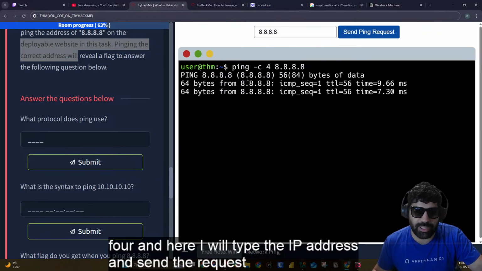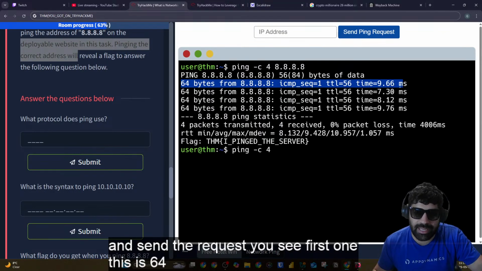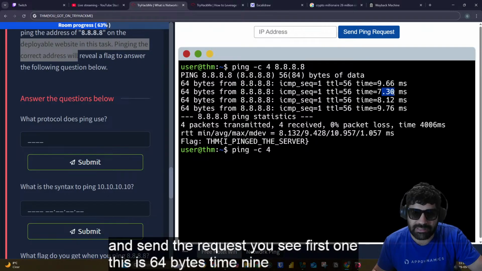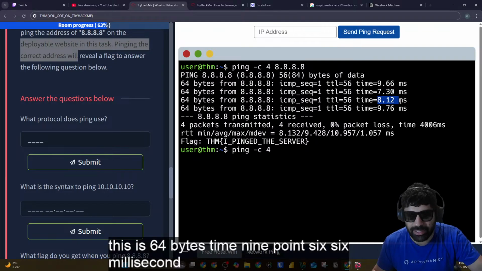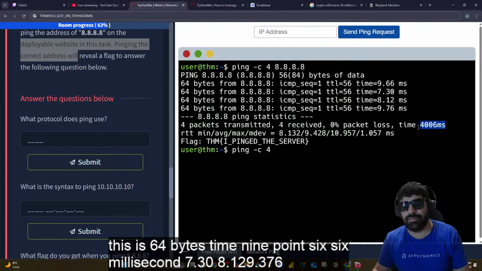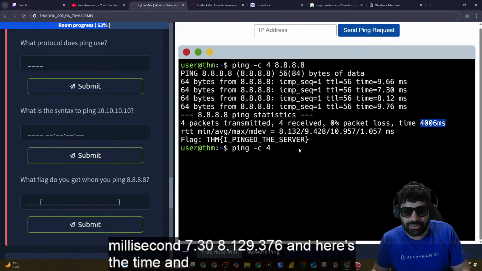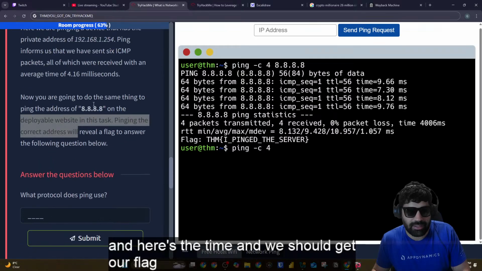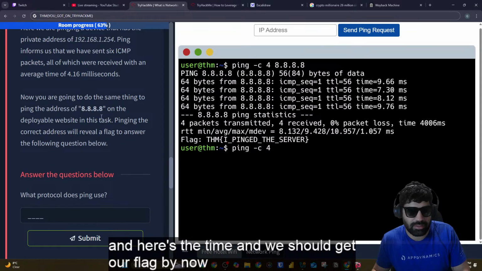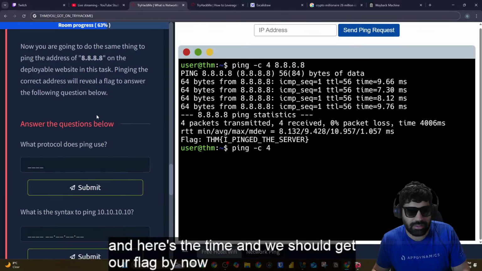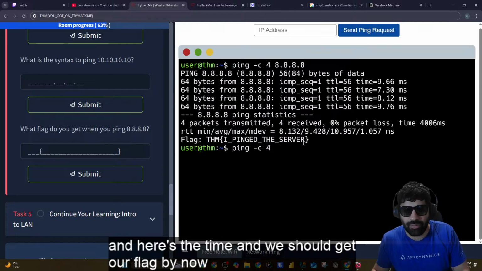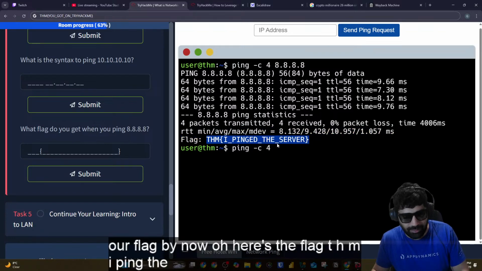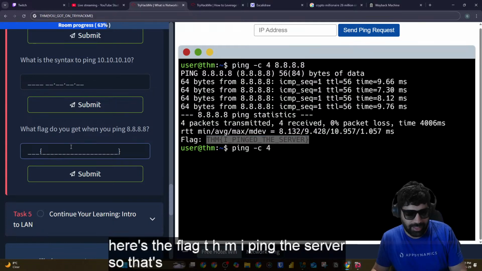You see, the first one is 64 bytes, time 9.66 milliseconds, 7.30, 8.12, 9.76. And here's the time, and we should get our flag by now. Oh, here's the flag: THM, I pinged the server. So that's our flag here.